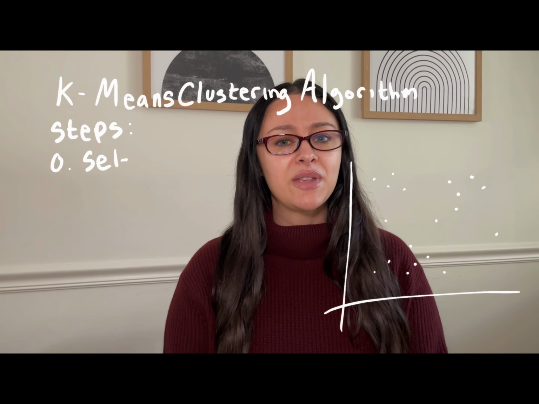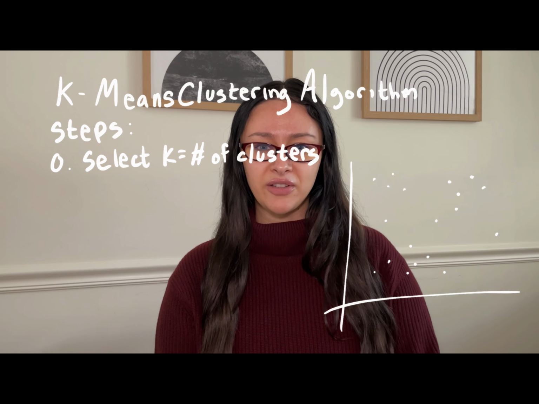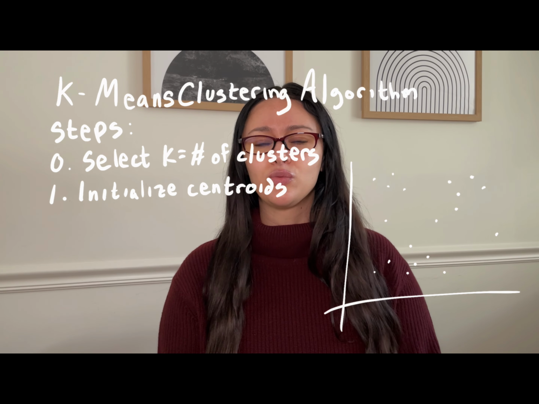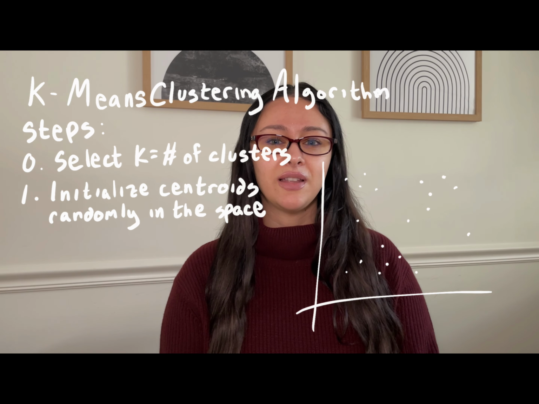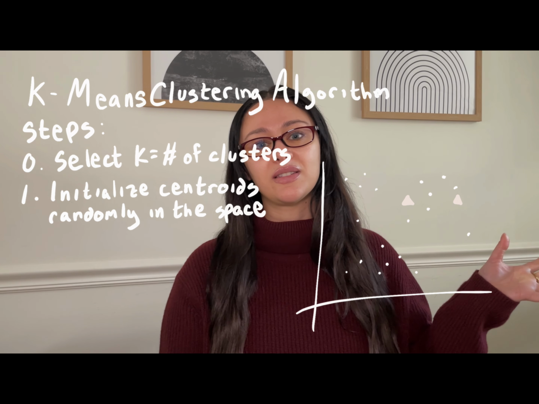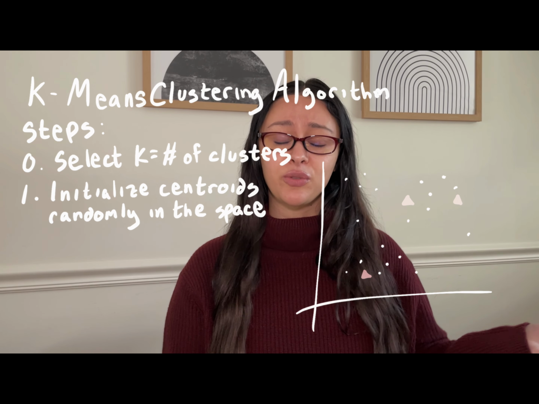So, how do we segment data in a space? Let's see how the k-means clustering algorithm can help us out and what the steps are. Before we can begin, we must select the number of clusters. Let's call it k. Our first step will be to initialize centroids randomly in the space. Let's allow these red triangles to represent the centroids in our space, and we'll set k equal to 3 clusters.